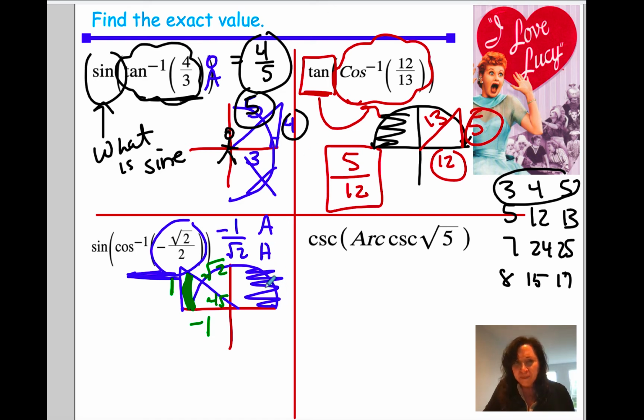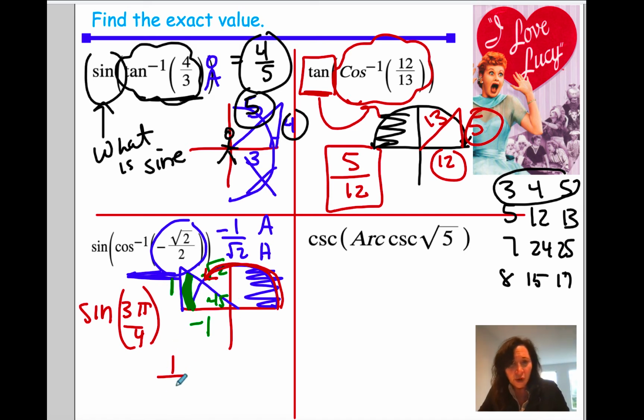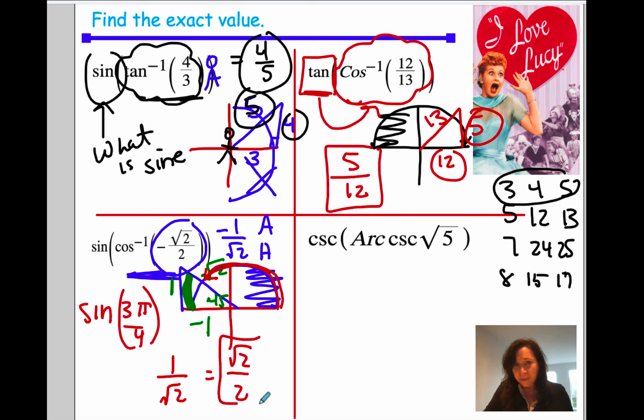But that's not what I want. What I want is this angle from here to here, which is 3 pi over 4. So what they're really asking me is what is sine of 3 pi over 4, or what is sine of where I am. So sine is opposite over hypotenuse, which is 1 over root 2, and that simplifies to root 2 over 2. Okay.